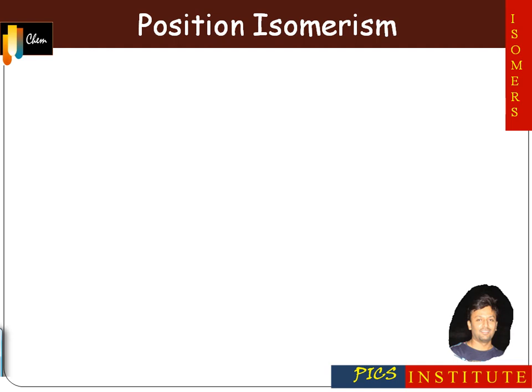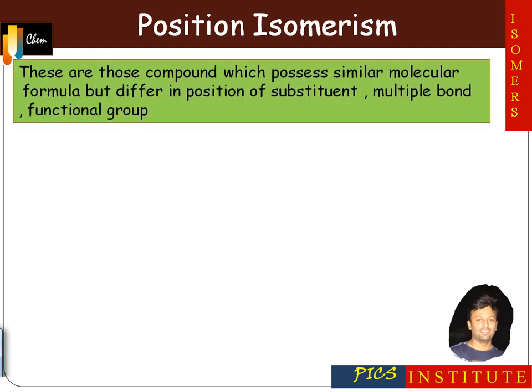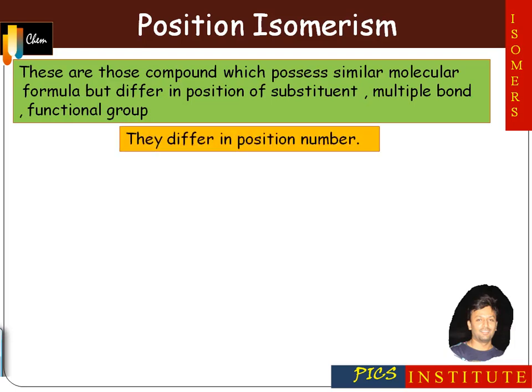The second structural isomerism is position isomerism. Position isomers are those compounds which possess similar molecular formula but differ in the position of substituent, multiple bond, or functional group. So remember, they differ in position numbers.